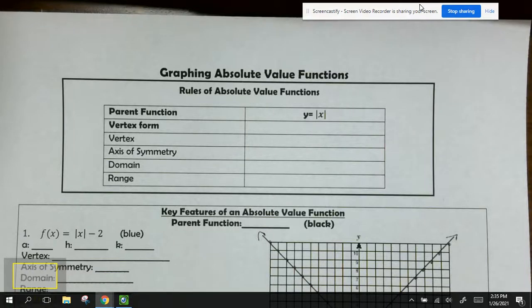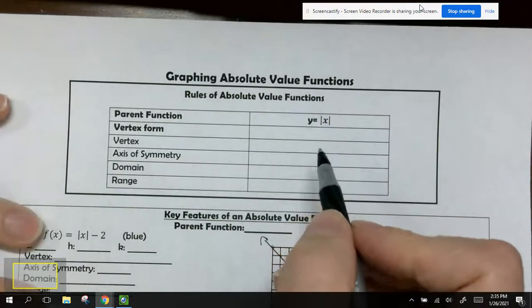Hi guys, in this video we are going to learn about graphing absolute value functions. Okay, so we're going to look at the parent function here of y equals the absolute value of x.